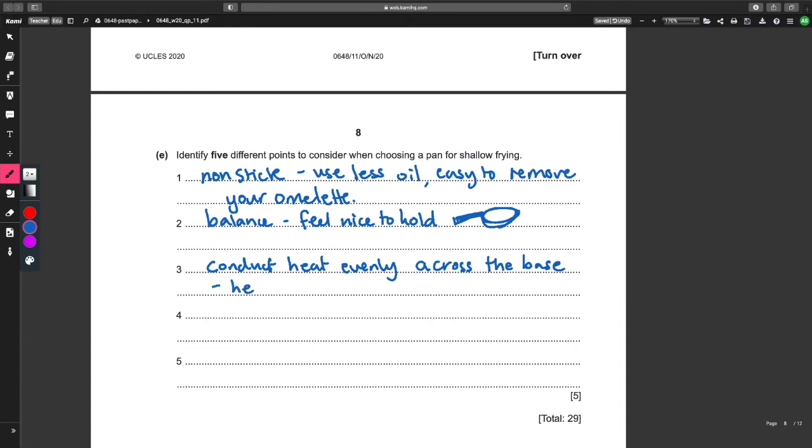So maybe we need a heavy base. You know, even a cast iron pan. Let's think about budget. So, in other words, there's no sense in you buying the most expensive cast iron pan. You need to fit one within, must be within your budget.